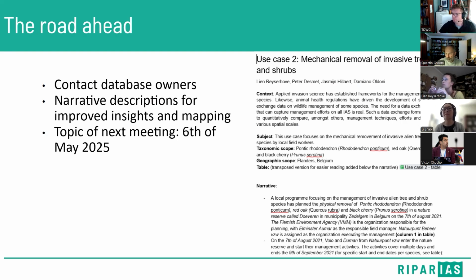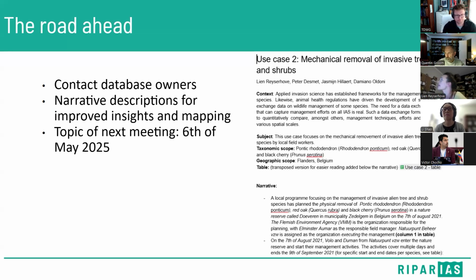This is an example I made for the mechanical removal of invasive trees and shrubs in Belgium. Each line, each paragraph in this use case is actually one line in the database, and goes very much into detail about what is going on, so that we understand this use case as well as we can. I hope that in the next meeting of this task group, we can start dividing the work to do this, because this will also take some time.